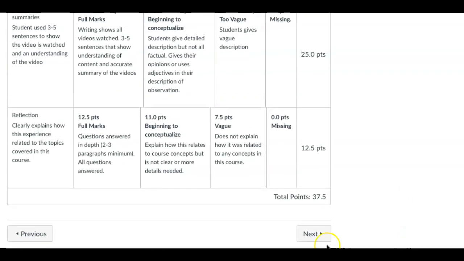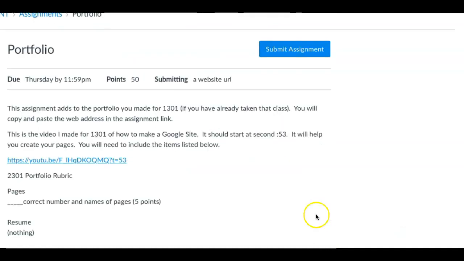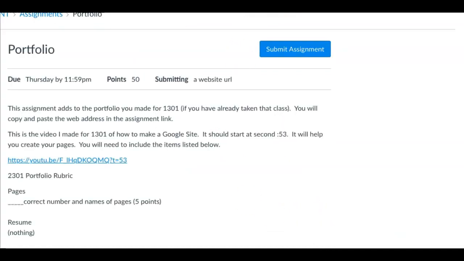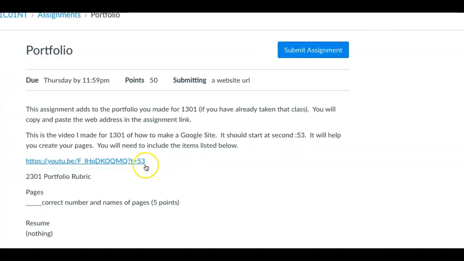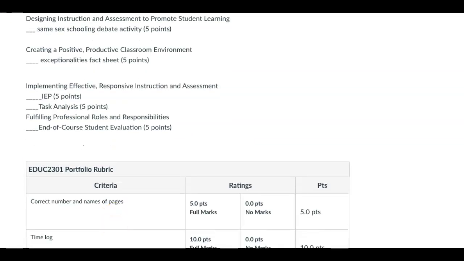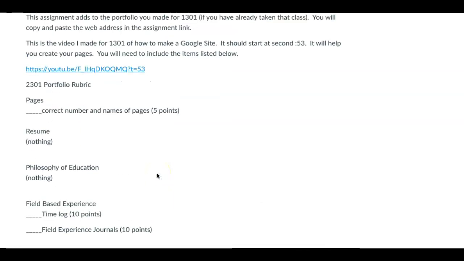Last but not least is your portfolio for this week. If you made one in 1301, what you're going to do is just go to the first one you did, and you will edit and add to the bottom of it. I will be only looking for these items right here that you did in this class. If you need a video, because this 2301 is the first course that you've taken in education and you don't have a portfolio, this video starting at second 53 will help you.